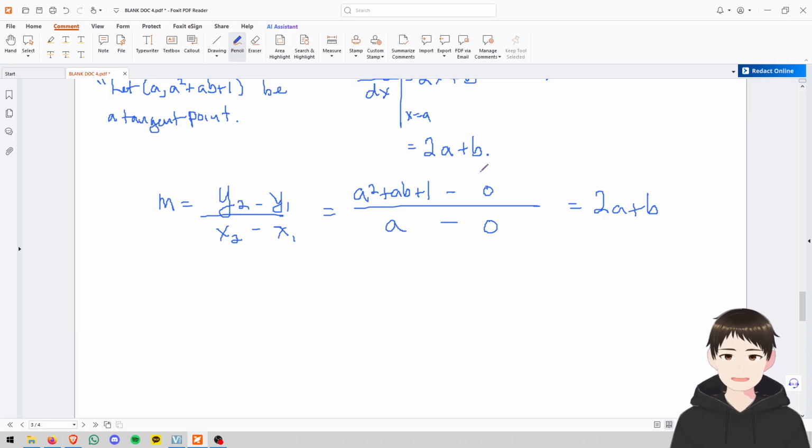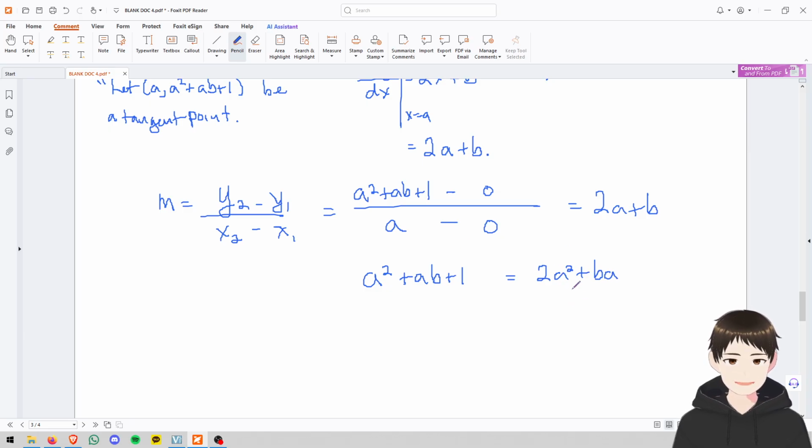All right? So minus 0 is nothing. So I'm going to take this part and turn it into an equation. a squared plus ab plus 1 over a is equal to 2a plus b. But since I'm going to multiply both sides by a, this becomes 2a squared plus ba. Let's turn it into a single equation.